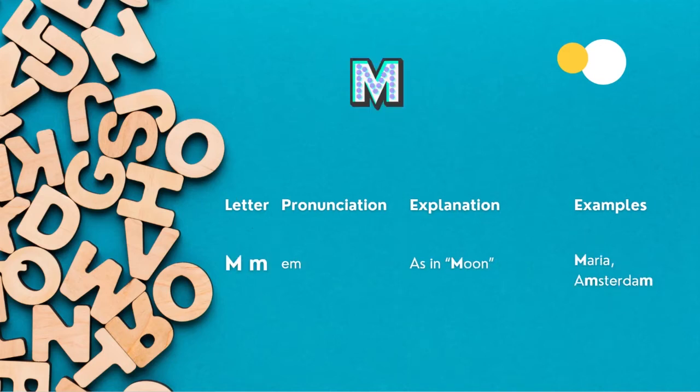And that is the M. The M sound. Similar as in English. And for example, as in moon. Moon. So that is the M sound. And some examples of that are, for example, Maria, Amsterdam, the M sound. Okay, repeat after me. M. Yes, exactly. So that is the M sound.